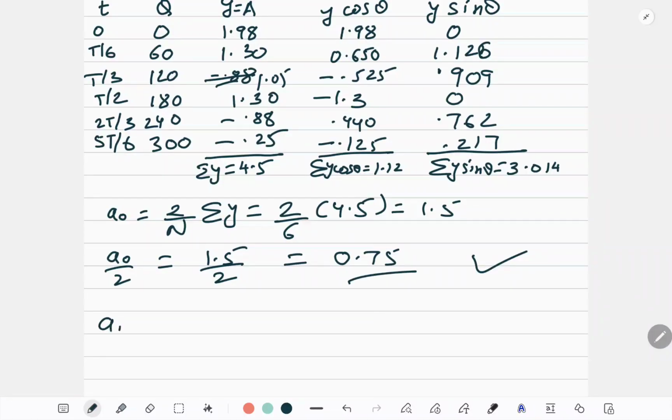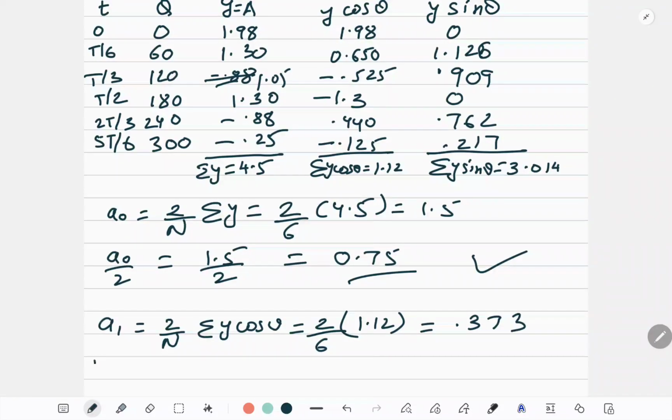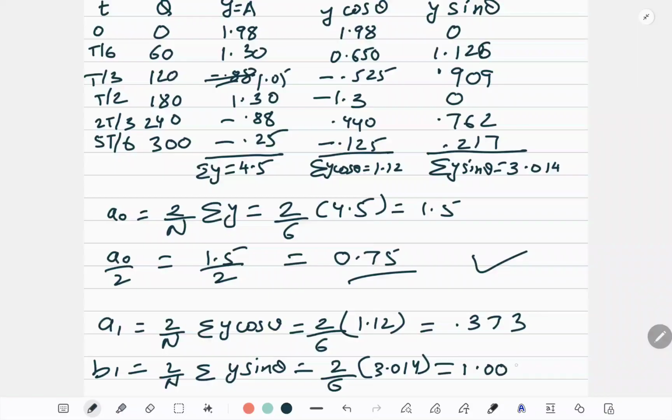Correct. Now what is A1? A1 is equal to 2 by n summation y cos theta. Summation y cos theta is already there. So 2 by 6, and the value of summation y cos theta is 1.12. So this is equal to 0.373. B1 is equal to 2 by n summation y sin theta, which is equal to 2 by 6 times 3.014, which is equal to 1.005.